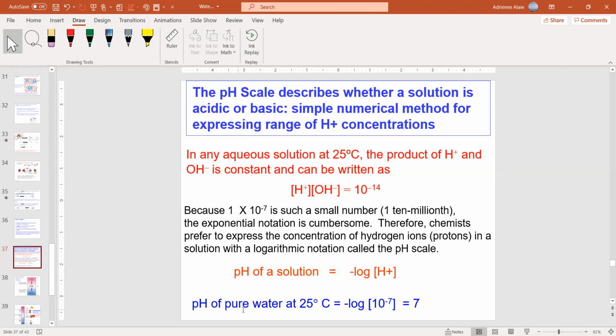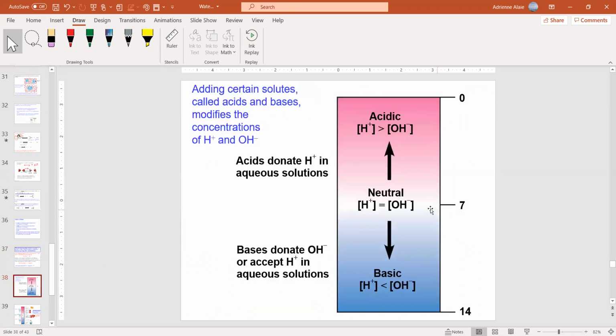So if I look at the pH of pure water at 25 degrees Celsius, then it's the negative log of the concentration, 10 to the negative 7, because that's what the concentration of protons is in pure water at this temperature. And so the negative log of 10 to the negative 7 equals 7. And so that's right here. That is the number 7, which is neutral. This is a neutral pH, pure water. That is what we consider neutral.